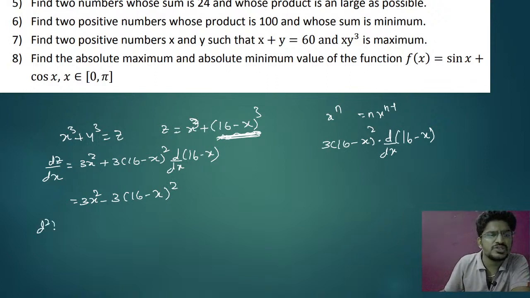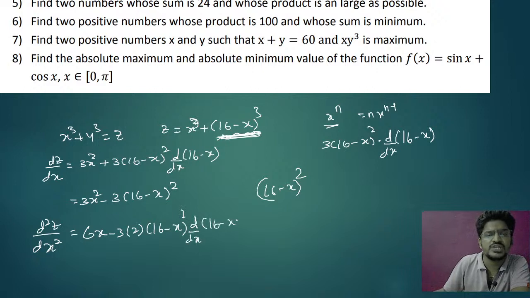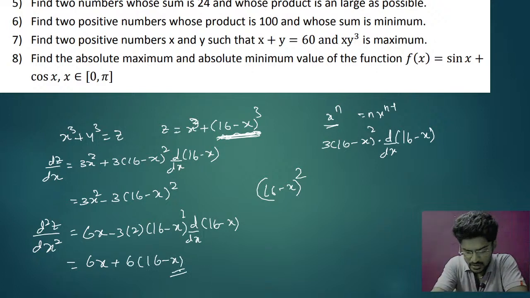So now you have to differentiate again. d square z by dx square, that is 6x. Here you can see again (16 minus x) whole square you have to differentiate. Apply x to the power of n formula. Minus 3 constant, it will be 2 into (16 minus x), 2 minus 1 is 1. But again d by dx of (16 minus x), so here this will be minus 1. So 6x, minus into minus will be plus. Clear? So plus 6 into (16 minus x). This will be your answer for the double derivative.